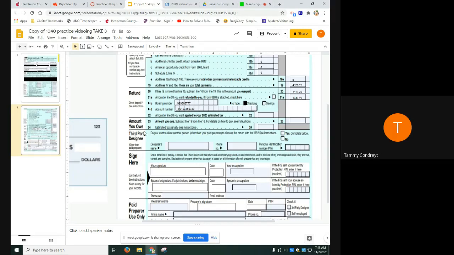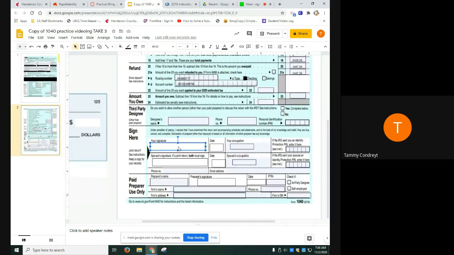This third-party designee is if you want to allow another person to talk to the IRS for you if there's any questions. So if you got somebody, I want them to be able to talk to my mom because she knows what she's talking about or whatever, you'd put that in there. Then you just sign it and date it. Oh, we're Ann Smith. And then whatever date.